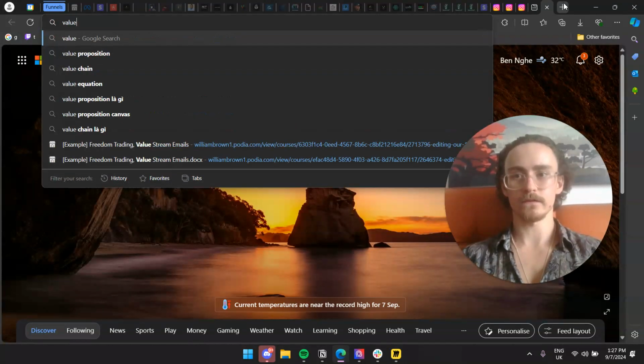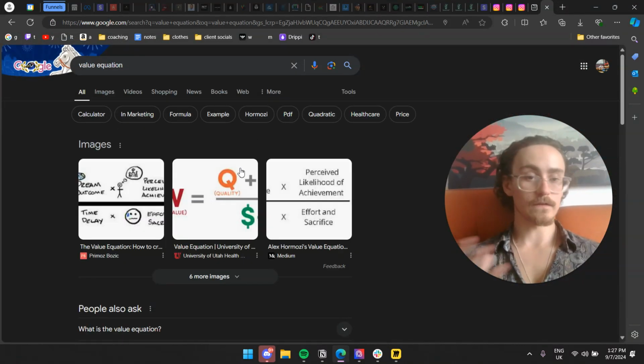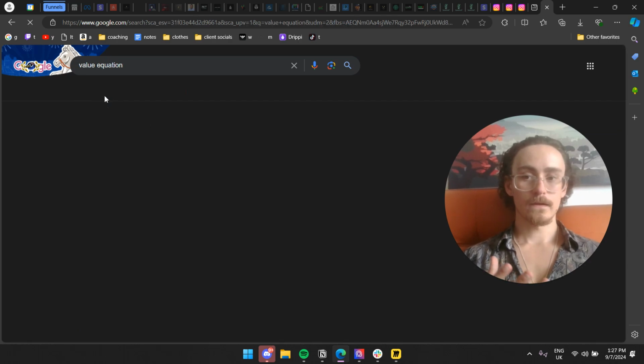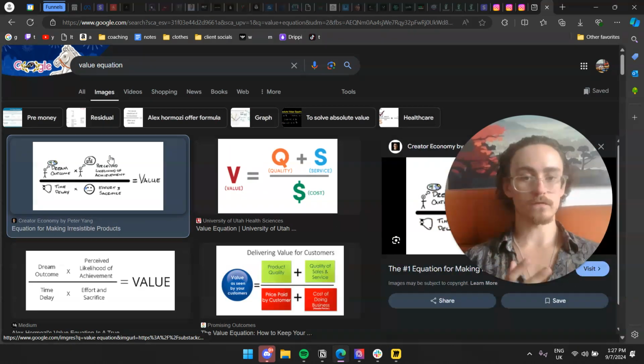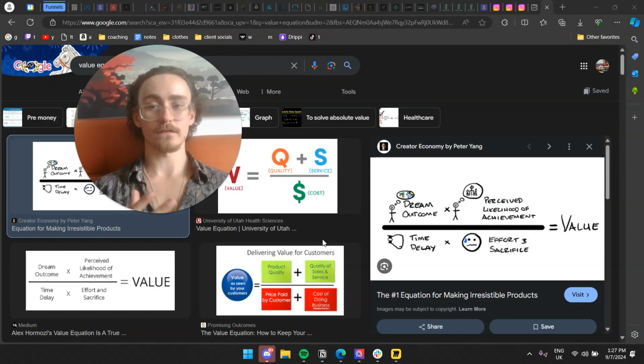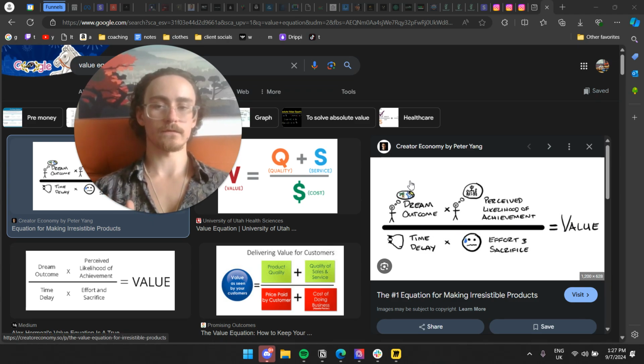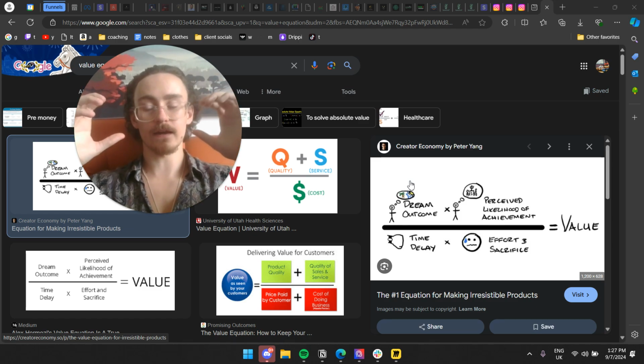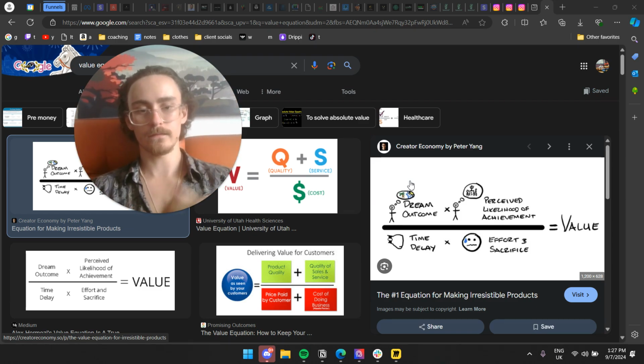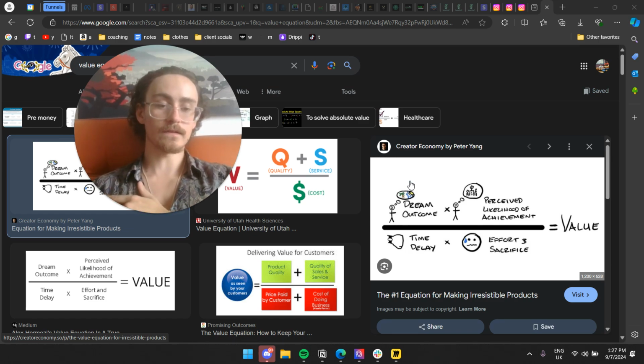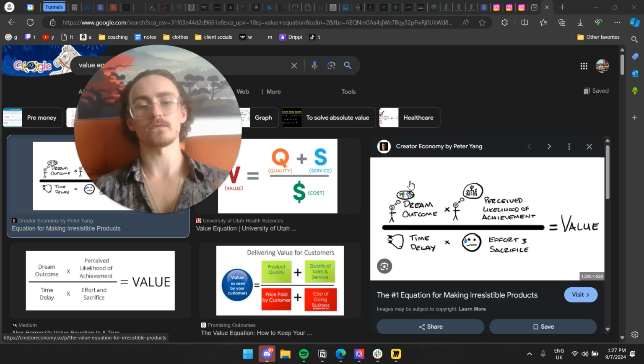If you don't know what the value equation is, this is used in copywriting, sales, the way you structure offers, but it's also important to use this in your hooks. So this is value broken down. It's the person's dream outcome times their perceived likelihood of achieving it through your solution, divided by how long it will take to achieve it and how much effort they have to put into achieving it.